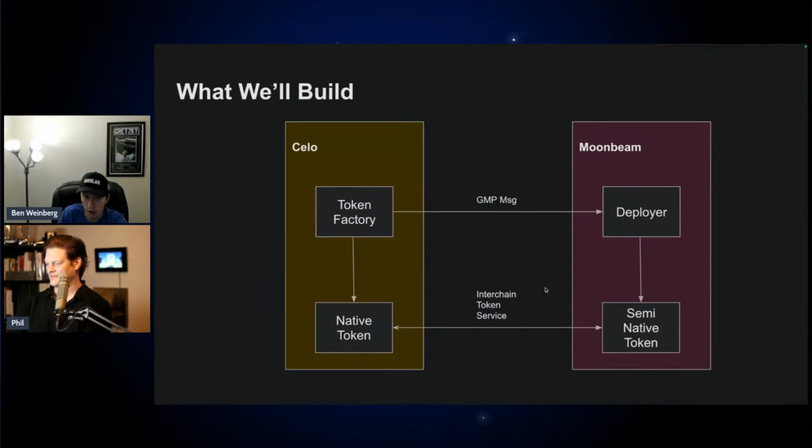So the flow, one more time: we have a token factory, which can deploy your native token on your home chain. It can also send a GMP message to a deployer contract, which we'll write up, to deploy a semi-native token contract on a remote chain. And we'll be able to bridge these two native token and semi-native token contracts to each other via interchain token service. Any questions so far on any of this? If not, I will move on.